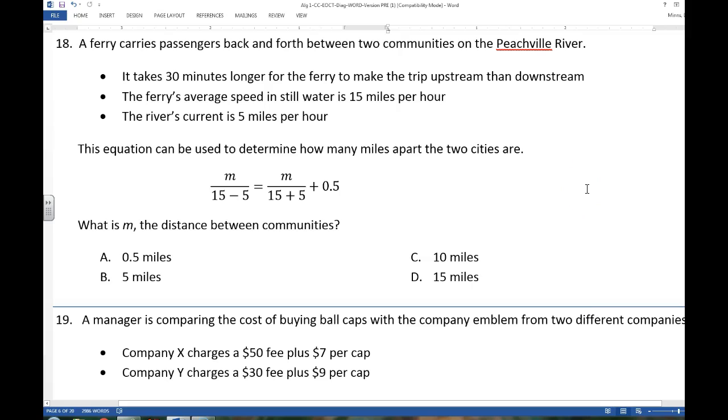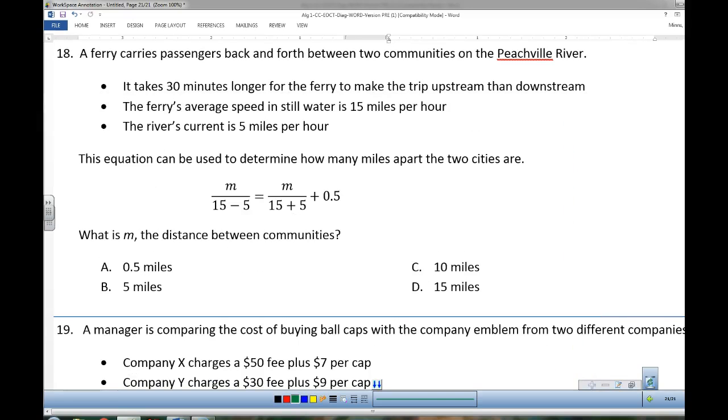It takes 30 minutes longer for the ferry to make the trip upstream than downstream. The ferry's average speed in still water is 15 miles an hour, and the river's current is 5 miles an hour. That's a big mess, but they give you the equation for it. Here it is. The equation can be used to determine how many miles apart the cities are. What is m? So this is going to be another fraction one.